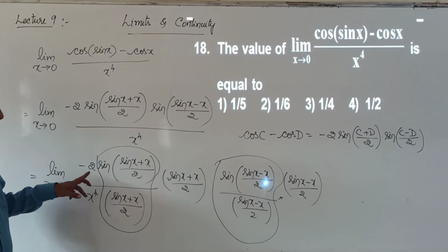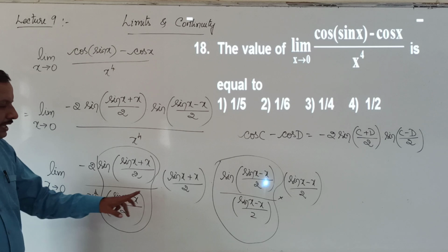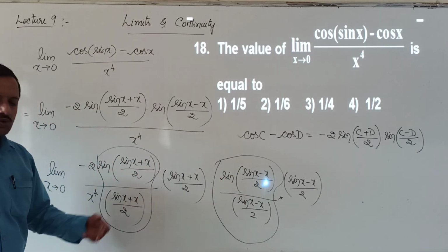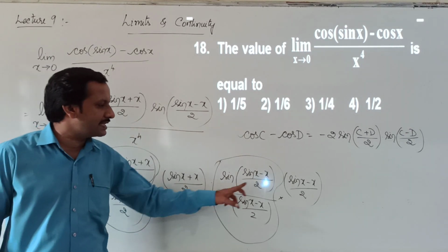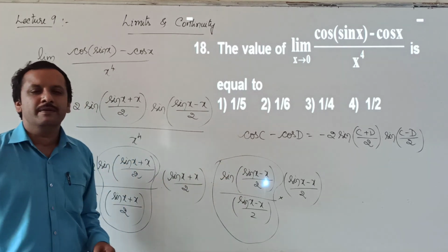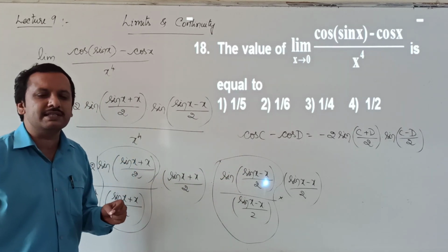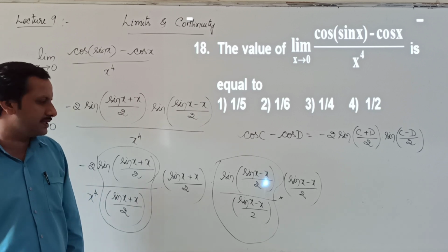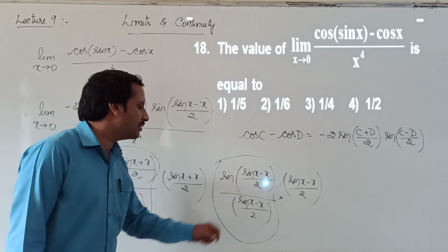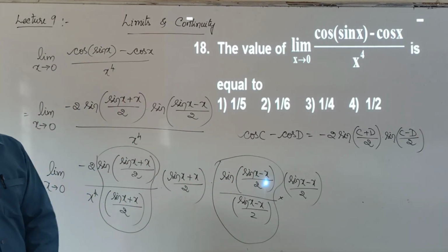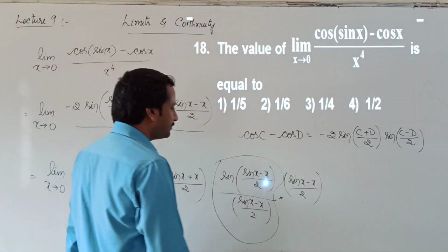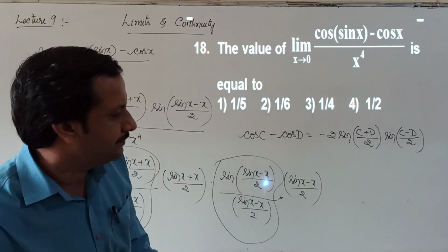What is remaining now? Here minus 2 by x power 4 into (sin x plus x)/2 into (sin x minus x)/2. One of those two I can cancel. Sin x plus x into sin x minus x looks like a plus b into a minus b. A plus b into a minus b is equal to a square minus b square. So we get sin square x minus x square. Take this minus inside, it will become x square minus sin square x. I will continue here.